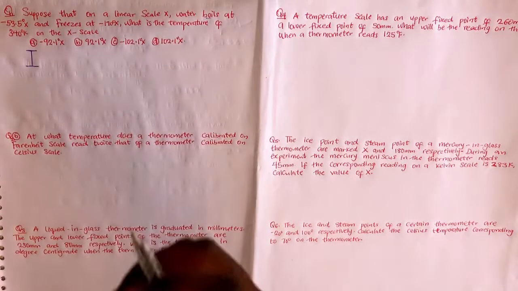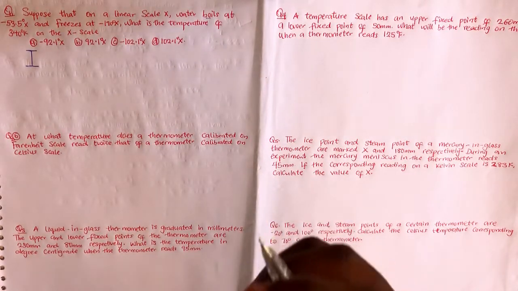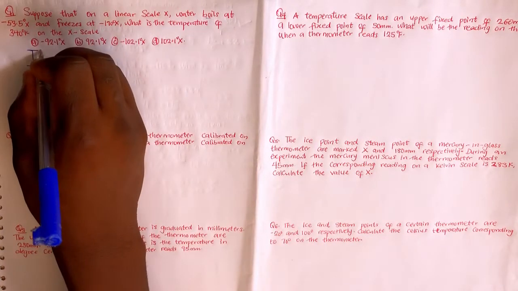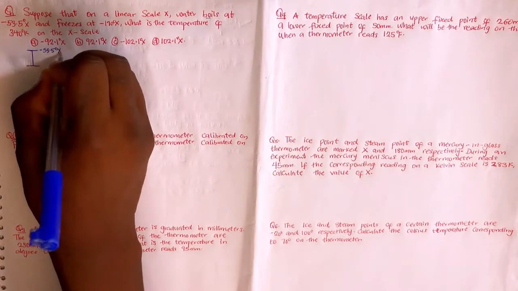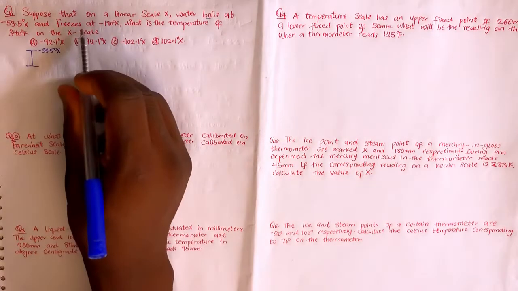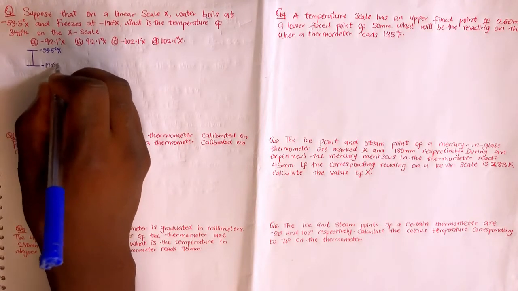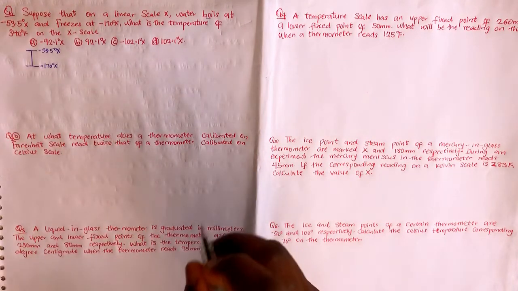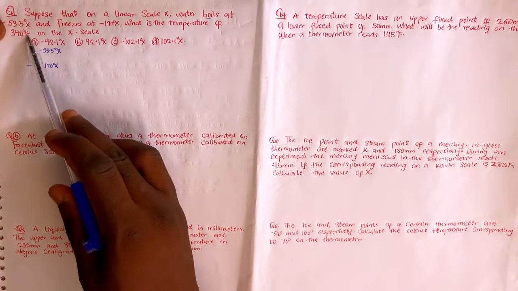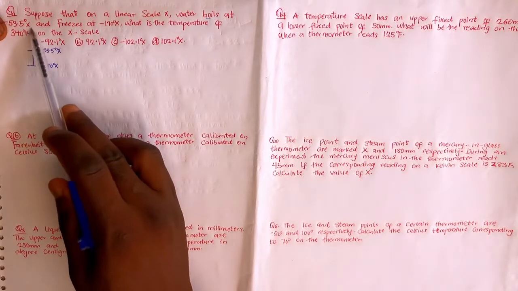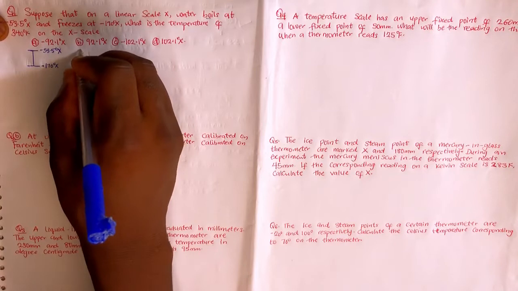Boiling indicates that it is the upper fixed point. Water boils at minus 53.5 degree x. This is the upper fixed point. And freezes at minus 170 degree x. What is the temperature of 340 Kelvin on the x scale? Now, we are having 340 Kelvin. The scale that the question is talking about is the Kelvin. Now we can just compare the two scales together.